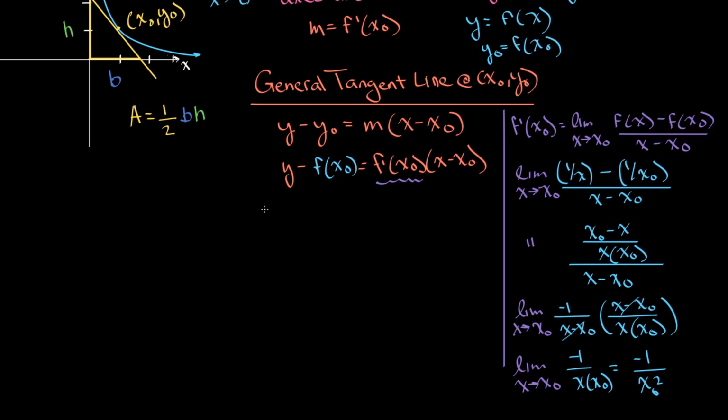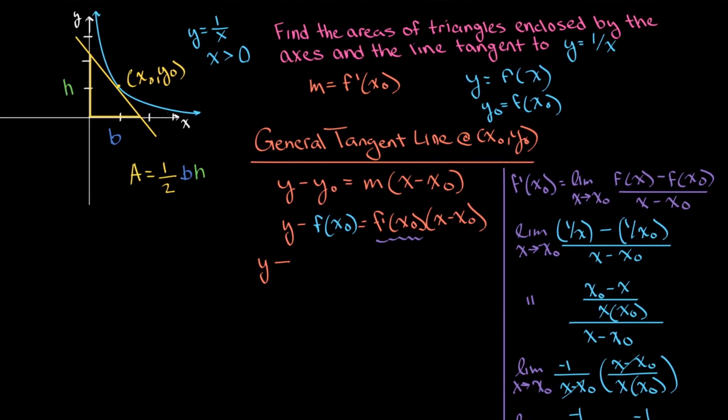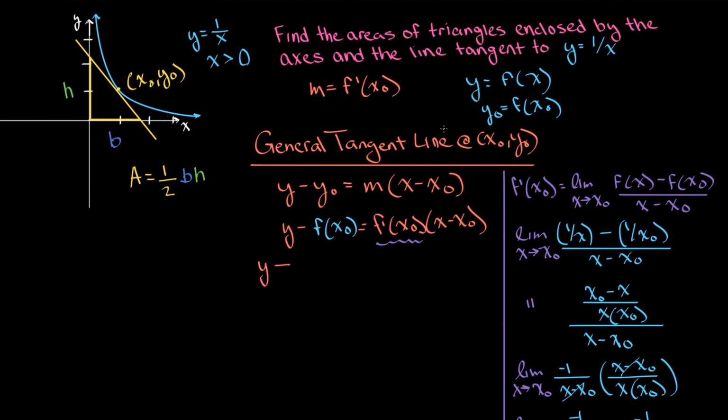So we have y minus, and why don't we just fill in what f of x naught is? f of x naught is 1 over x naught, so we have 1 over x naught, and that is equal to, and we found our derivative to be -1 over x naught squared. And then we are still multiplying that by x minus x naught. Now all we need to do is distribute this to this term here, and we can add 1 over x naught to this side, and we will get the following.